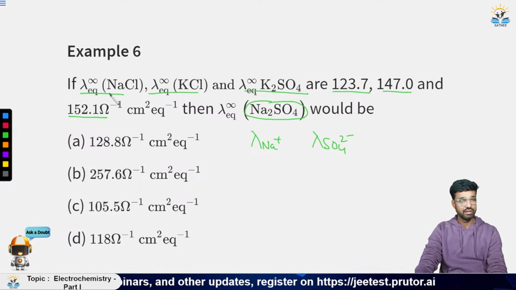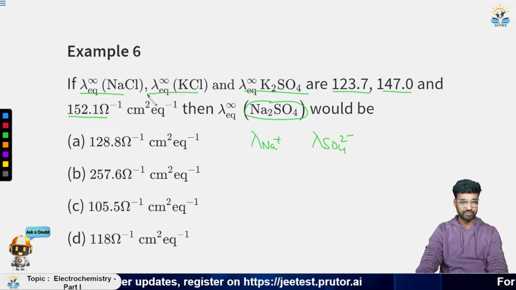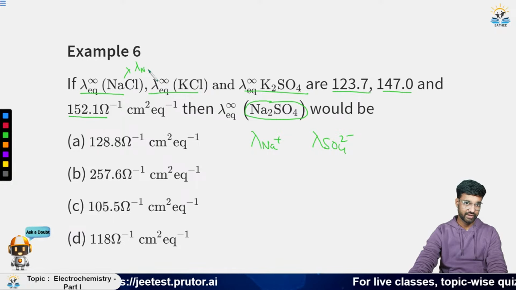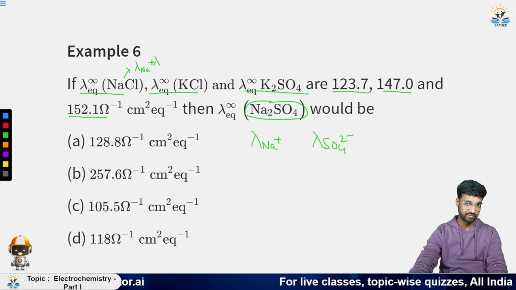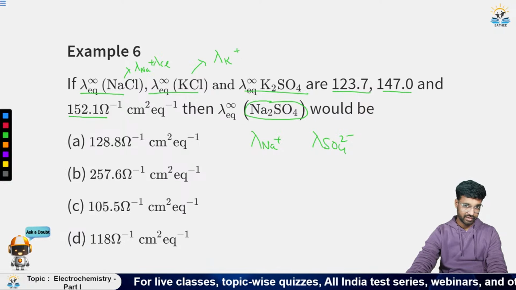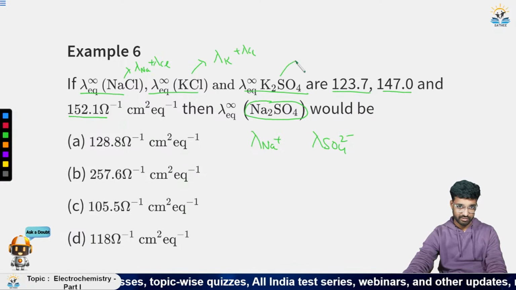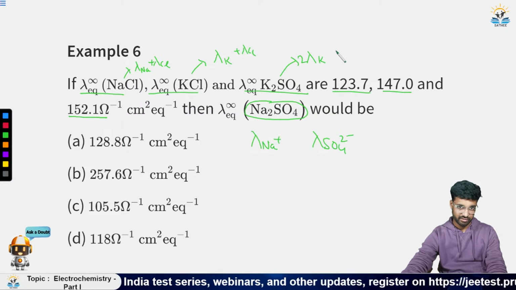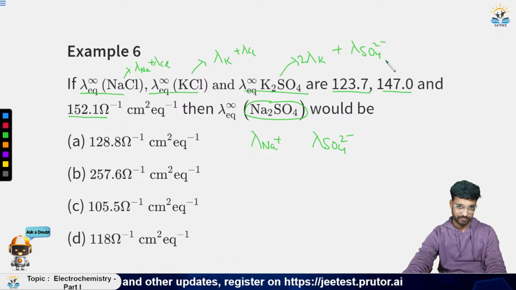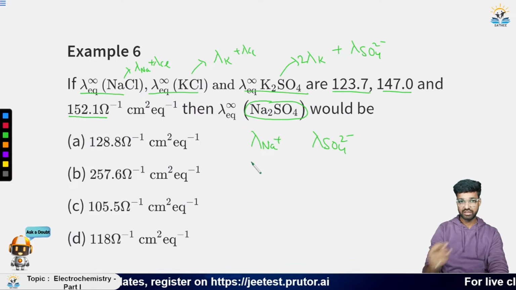First of all, if we see these two equations, you have to just split this equation individually. You can write it as lambda of Na plus lambda of Cl. Here also lambda of KCl, K, and lambda of Cl. Similarly, 2 into lambda of K plus lambda of SO4 2 minus. So this is the thing we have here.